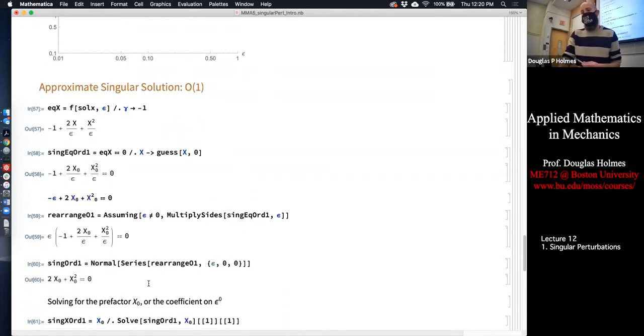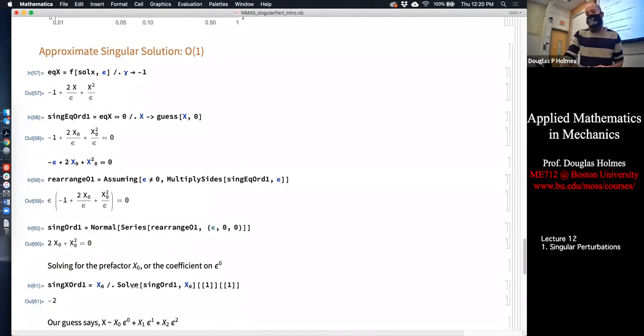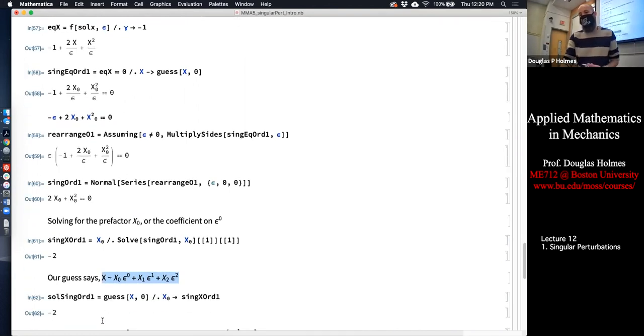Is everybody comfortable with what we did here? Up until this point, it really just looks like a regular perturbation approach again, except our regular perturbation was now for the variable capital X instead of the variable lowercase x. And so then we have this one extra step of saying, well, actually, I don't really want my answer to be capital X. I need my answer to be in the variables that I'm interested in, which is lowercase x. And so I have to do one last step in substituting in.